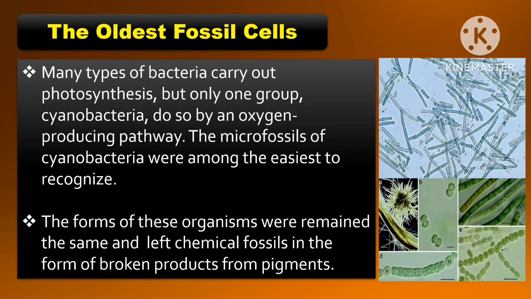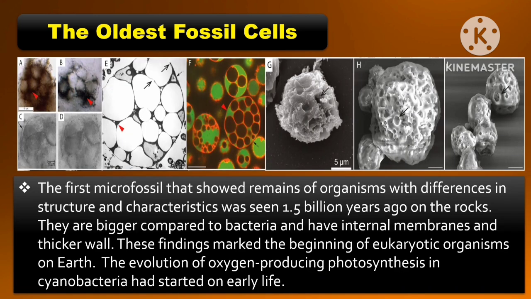Many types of bacteria carried out photosynthesis, but only one group, the cyanobacteria, do so by an oxygen-producing pathway. The microfossils of the cyanobacteria were among the easiest to recognize. The forms of these organisms remained the same and left chemical fossils in the form of broken-down products from pigments.